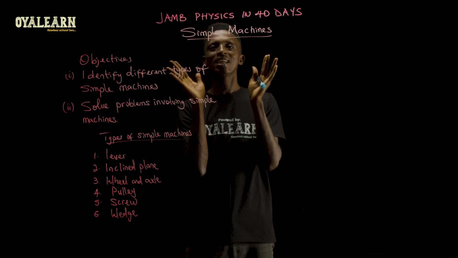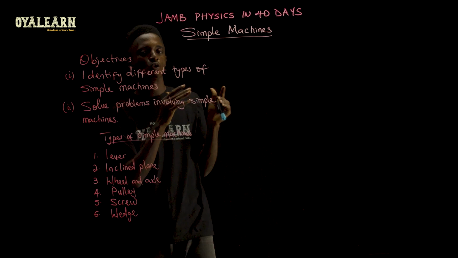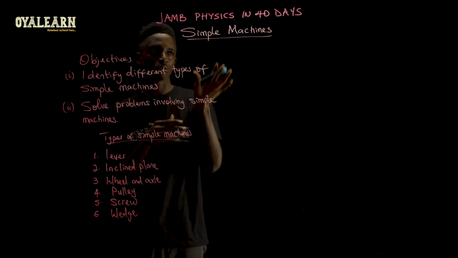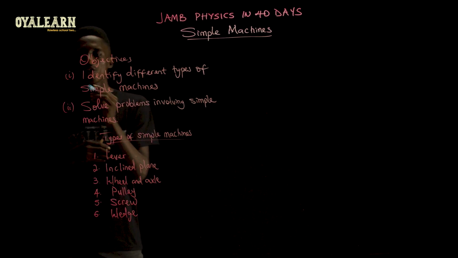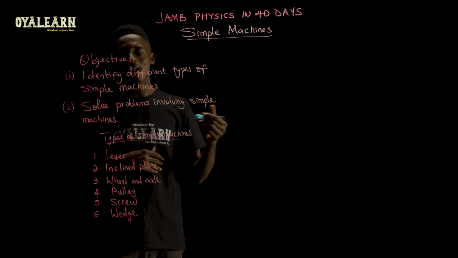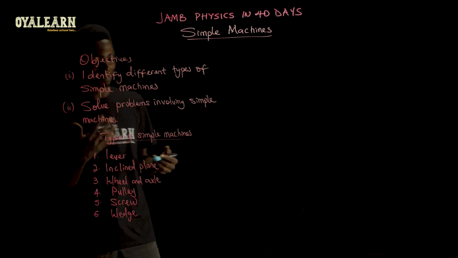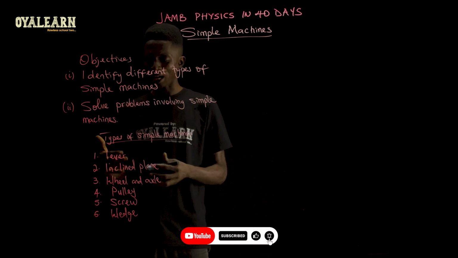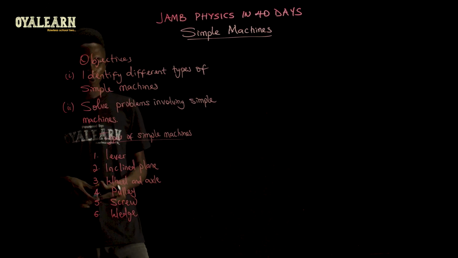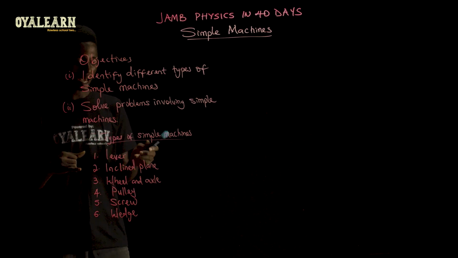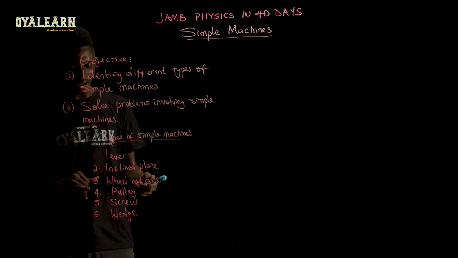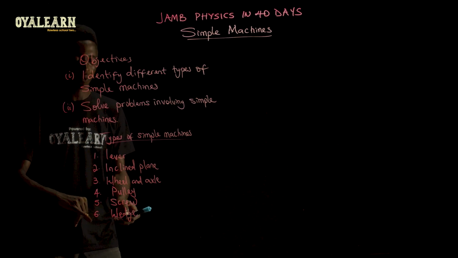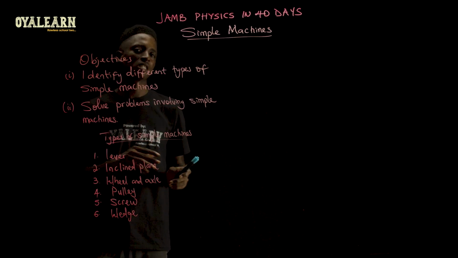And this is day 8, where we'll be discussing simple machines. Now, for every Jamb candidate, what is expected of you before the exams on simple machines is that you should first be able to identify different types of simple machine. A simple machine is a mechanical device that makes work easier, right? And there are different types of it. We have the lever type machines, inclined plane, wheel and axle, pulley systems, screw and wedge. These are the types of simple machines we have.